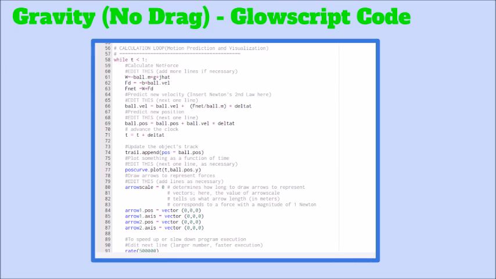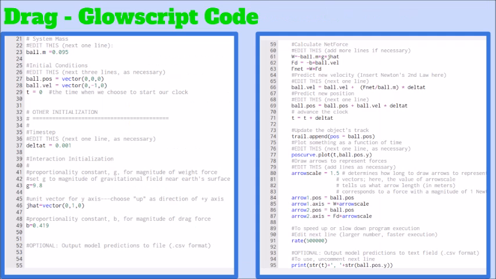The weight force, or gravity, has to be accounted for. This is equal to the negative mass of the parachute man times the magnitude of the gravitational field, 9.8 newtons per kilogram, times j hat, which is the unit vector that gives the weight force vector its direction. The negative comes in because the gravitational force on the parachute man is in the negative y direction.